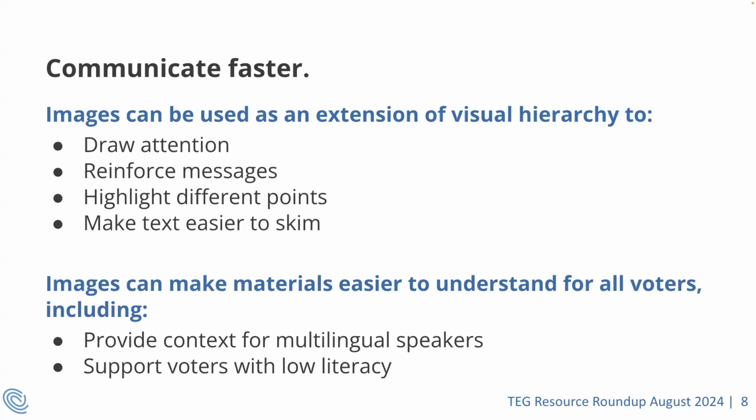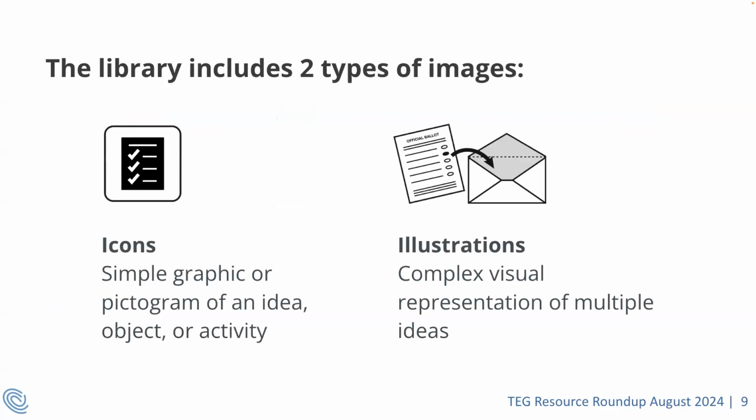Well-placed images can make materials easier to understand, and everyone can benefit from information presented in a clear and simple manner. This is called universal design. There are many types of imagery that you can use, and the library includes icons and illustrations. Icons are a simple graphic or pictogram of an idea, object, or activity. Illustrations can be more complex visual representation of multiple ideas. It's important to know how to use these types of images appropriately.